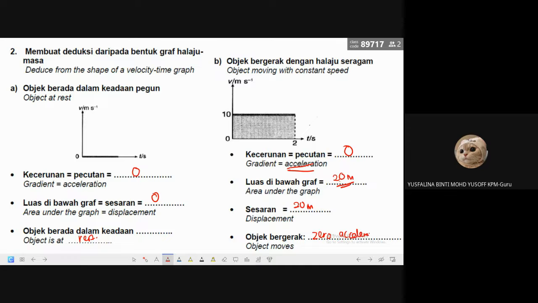Just now I told you, if they give you the displacement against time graph and ask you to describe the motion, you describe about the velocity, because the gradient for the displacement against time graph is the velocity.